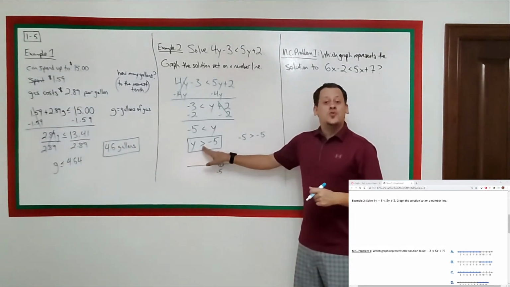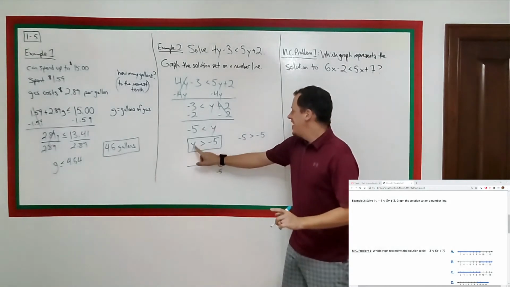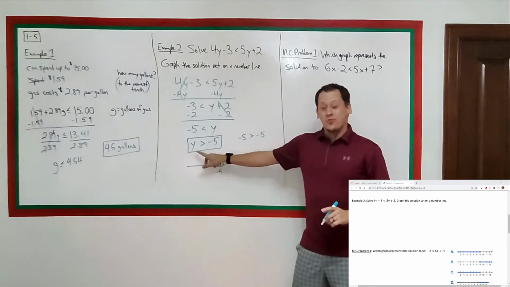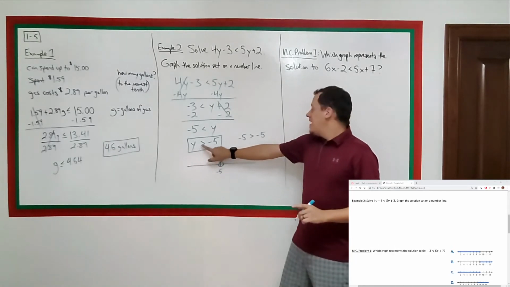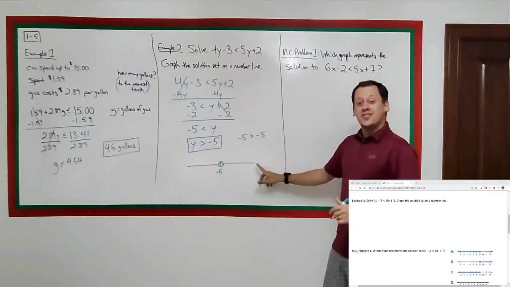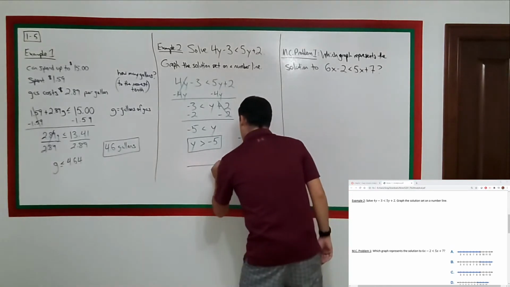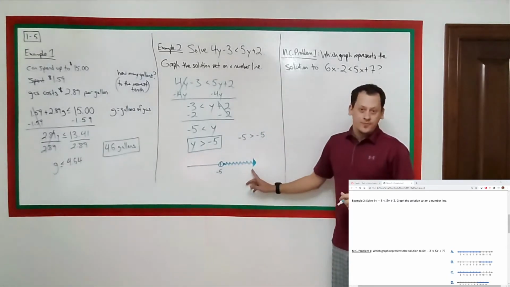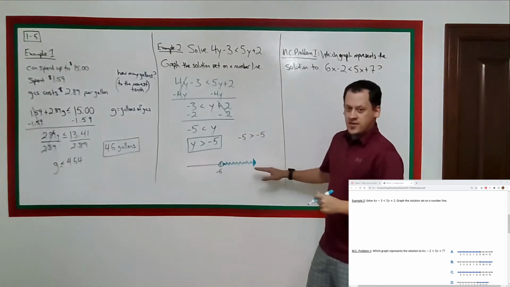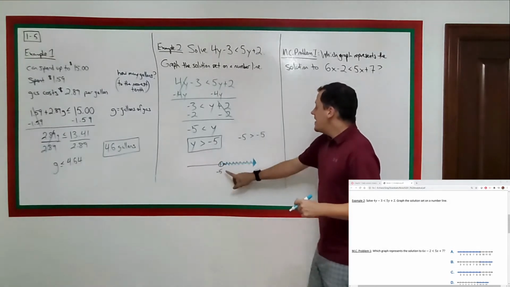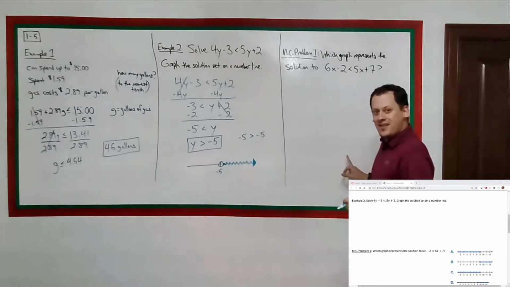The arrow shows you the way if your letter is on the left side. So this is another benefit to writing it with the y on the left side. See how this arrow is pointing to the right? It's telling us to shade all the numbers over here. So I usually shade and put an arrow to this side, making it very obvious that I shaded over here. Okay. So if y is greater than -5, then that means all the numbers to this side of -5 make this inequality true.